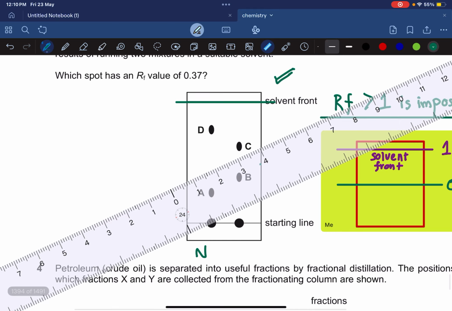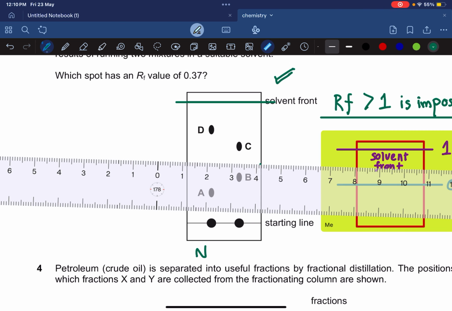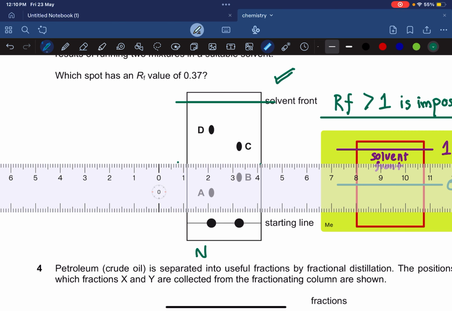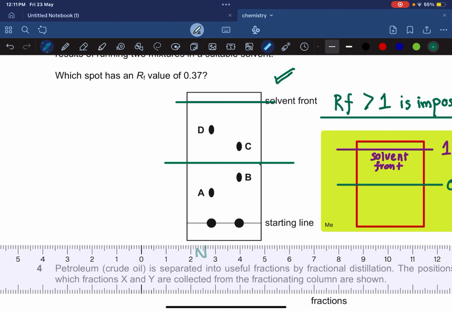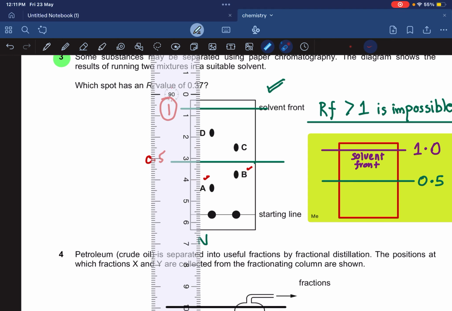We have drawn a spot here. Let's make a line. So this one's 2.5. This means that this line has an RF value of 0.5. This one has an RF value of 1, because the solvent has an RF value of 1. This has an RF value of 0.5, and now we have to find 0.37. So what do you guys think? Either it's going to be B or A. Let's try to judge by just looking at it. Why guess? Let's see the distances.